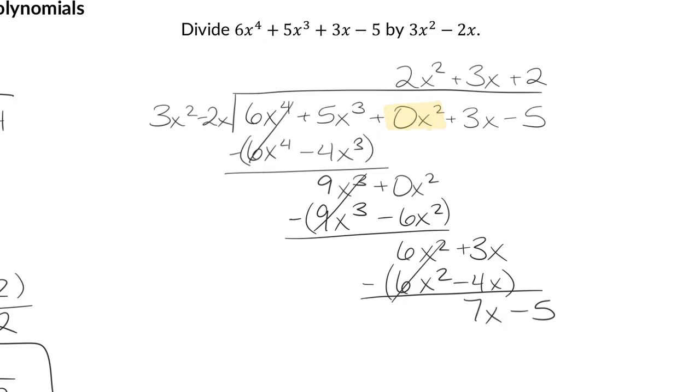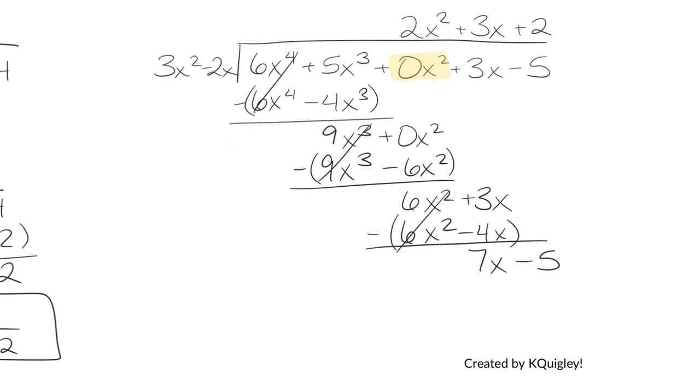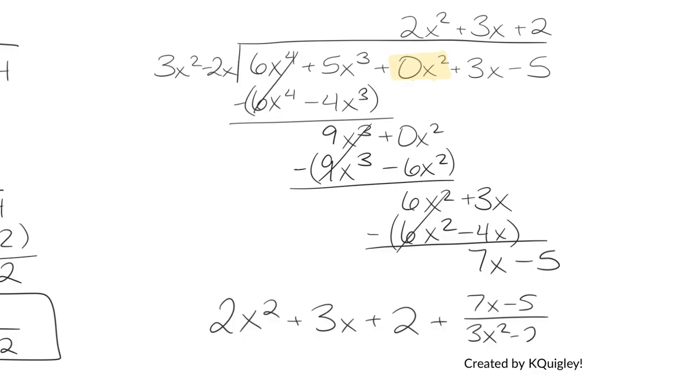Now here's the thing. Our remainder is degree 1. Our divisor is degree 2. The remainder is smaller than the divisor in degree, so we stop. That is actually our remainder. Our remainder is a binomial. Our quotient answer would be 2x squared plus 3x plus 2 plus 7x minus 5 over 3x squared minus 2x. Remainder over divisor.